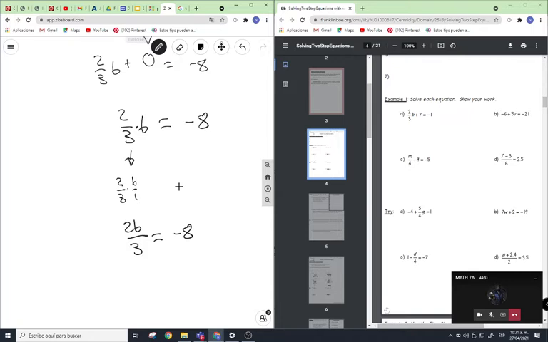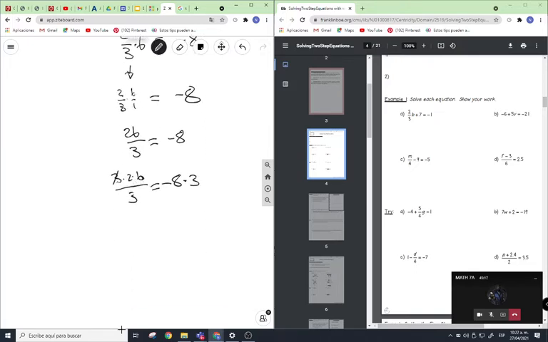Okay, now we have something a little bit easier. Because now, what is closer to the b and what is further from the b? The 2 is closer to the b and the 3 is a little bit further, so we can get rid of the 3 first. So what happens here? Well, in order to get rid of this 3 dividing, we have to multiply by 3, so it's going to be 3 times 2b over 3, but we also have to multiply by 3 on the other side. Because we did this on this side, we have to do the same on the other one.